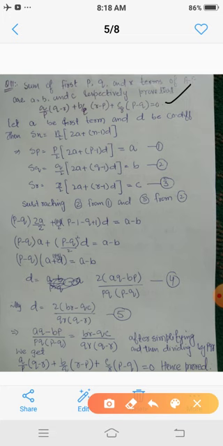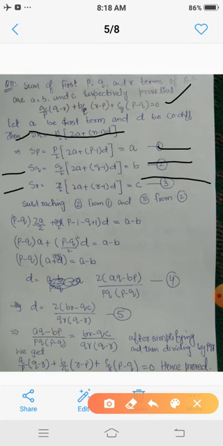Let a be the first term and d be the common difference of the given sequence. Then the sum of the first n terms is Sn = n/2 [2a + (n - 1)d]. But the sum of the first p terms is A, which implies that Sp = p/2 [2a + (p - 1)d] = A. Name it equation first. Similarly, the sum of the first q terms is q/2 [2a + (q - 1)d] = B, because it is given. And Sr, the sum of the first r terms, is r/2 [2a + (r - 1)d] = C. Name it third.